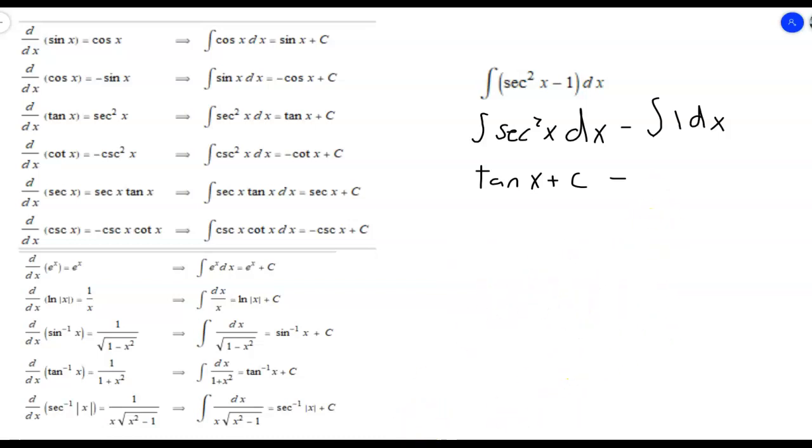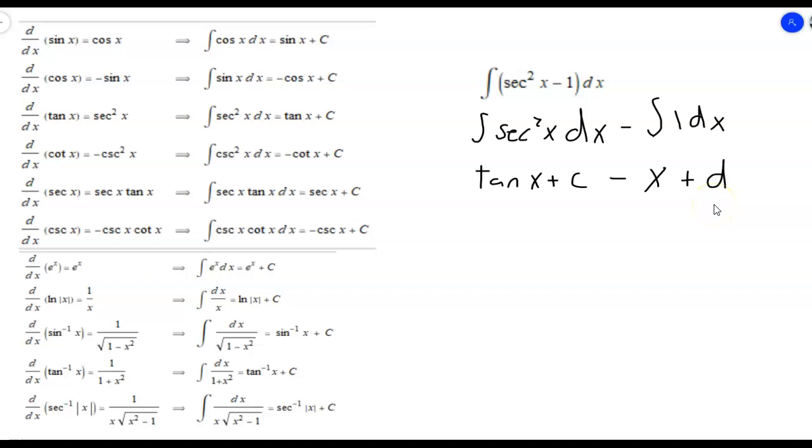Alright, so that is equal to minus x plus c. Well, it doesn't actually have to be the same number here, so let's use a different constant. So we're going to have tangent of x plus c minus x plus d.